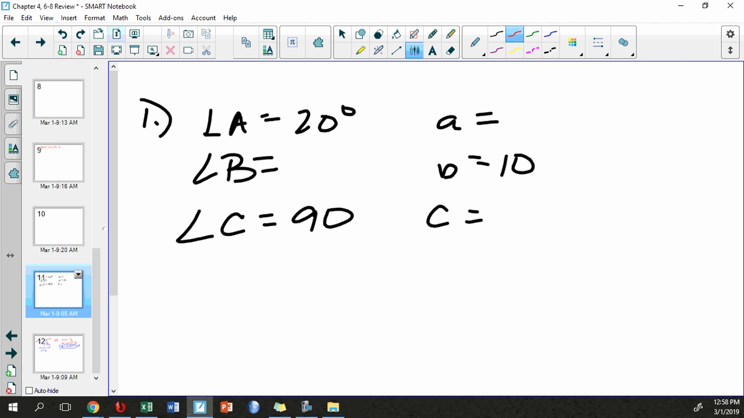Well, how do I go about that? I'm going to immediately draw my triangle. There's my triangle. I'm going to put C here, that's 90. I'm going to go ahead and put angle A here. Angle A here is going to be 20. Opposite A is going to be little a, I don't know it. Here's angle B, I don't know angle B, but I do know opposite it is going to be 10. And little c, I don't know either.